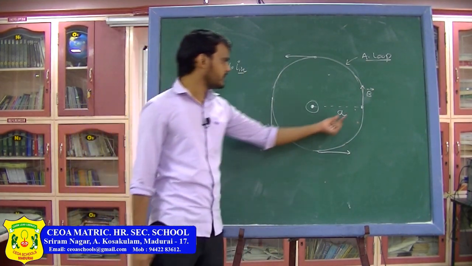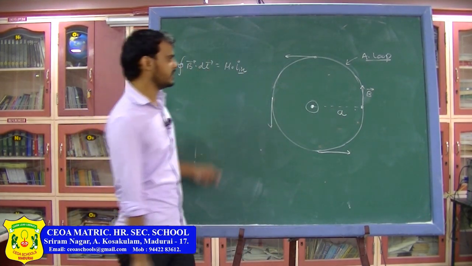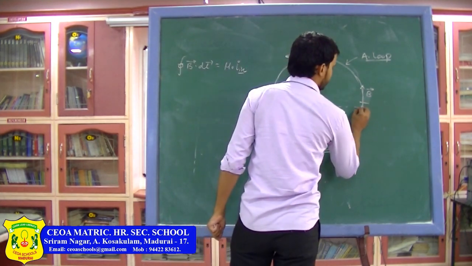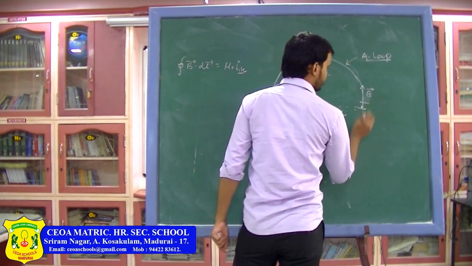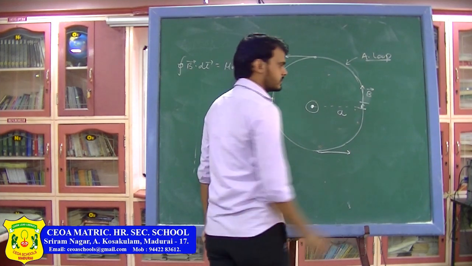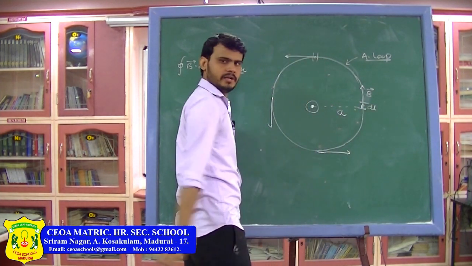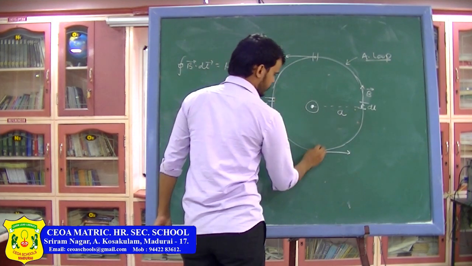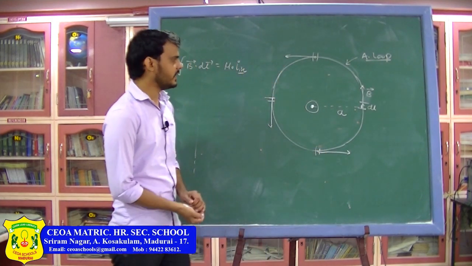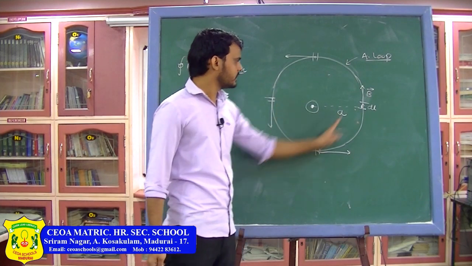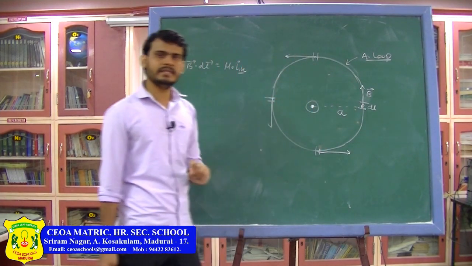Next thing, I have to find this small element. So what I will do is I will consider a very small element here. Length of this one will be dl, direction I am assuming as the current. So here this is the dl. Similarly, here I can also assume a very small element, here also and here also. So you will see that at every point dl and magnetic field both are in the same direction.